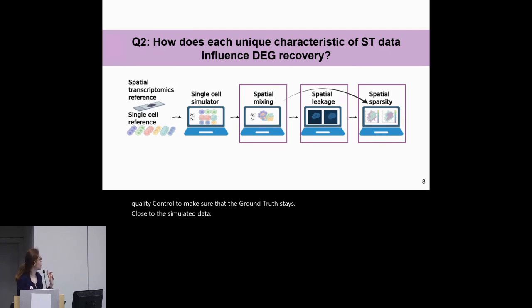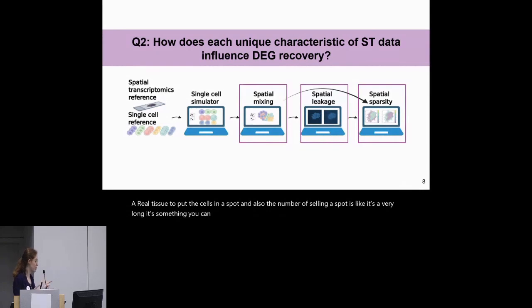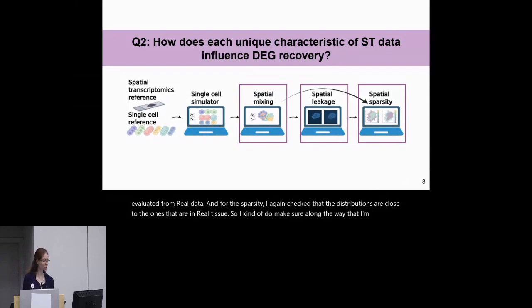For the mixing, I'm using a real tissue to put the cells in a spot, and the number of cells in a spot is a parameter you can control, so it should cover a large realistic range. For the leakage, I also use parameters that were evaluated from real data, and for the sparsity, I again checked that the distributions are close to the ones in real tissue. So I try to make sure along the way that I'm keeping it close to real data.